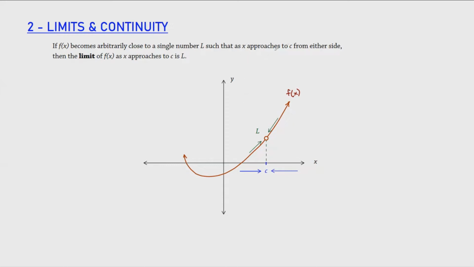And such that x approaches c from either side. So in this case, c is a value of x. For example, x has a value of, let's say, 8. So we're referring to x approaching from either side. We do have two sides here, the right and the left side. So if it approaches from both sides, then the limit of f of x as x approaches c is L. So I think it still steers more confusion, so let's just make it more clear.